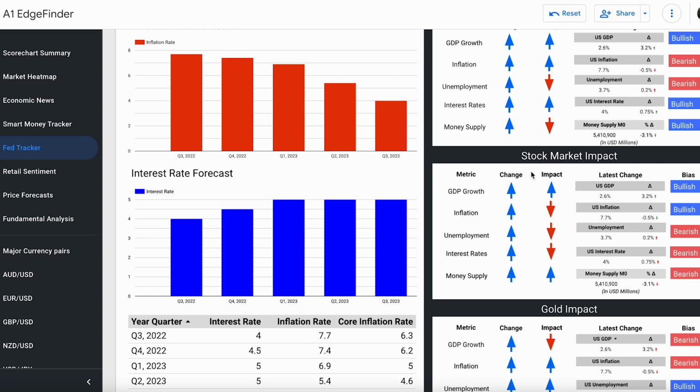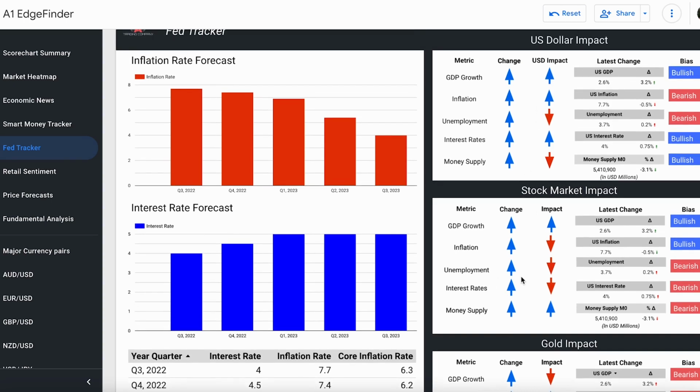Same with unemployment. That kind of makes sense with the dollar and the stock market. More people unemployed is going to be worse for the economy. That's going to be worse for stocks. Interest rates, same thing. Higher interest rates means that stock market is not going to perform as well. But on the other hand, higher money supply, more money out there, is actually a good thing for stocks.